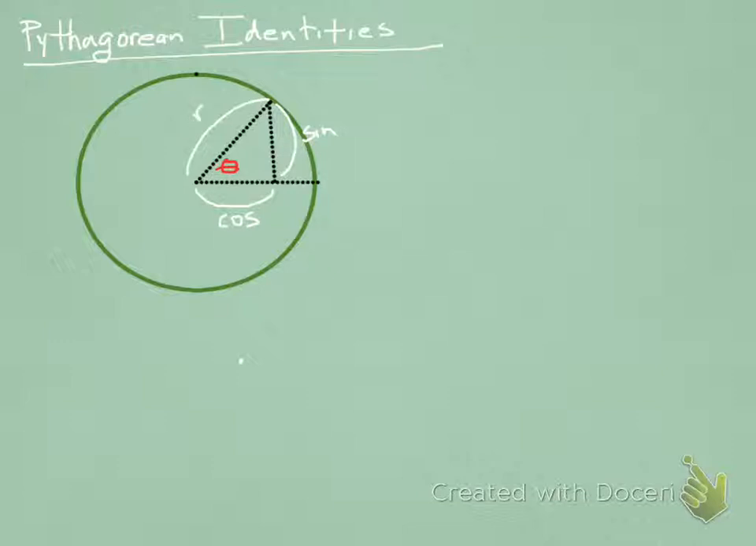So using this, we should be able to say that the cosine value, which is one of the legs of the triangle, if we were to square that value and add it to the square of the sine, that should be equal to the radius squared. And of course, again, this is our Pythagorean theorem.